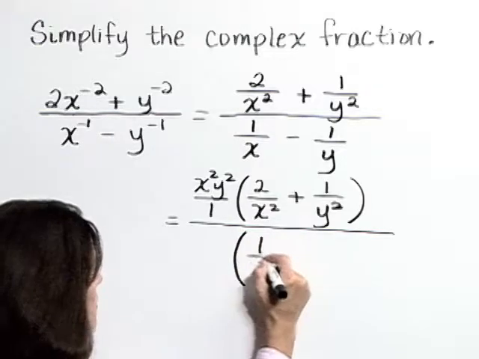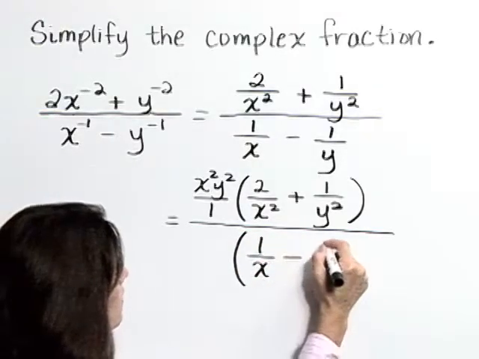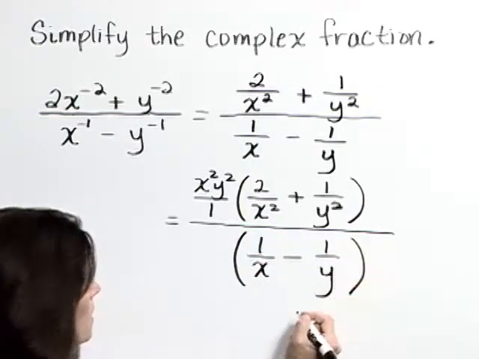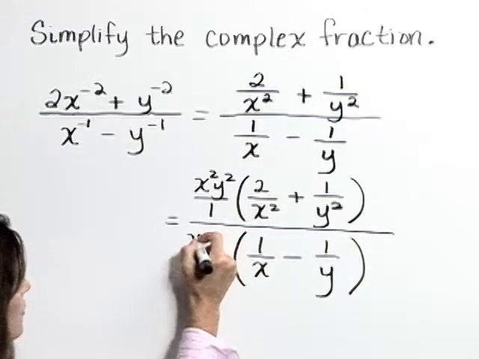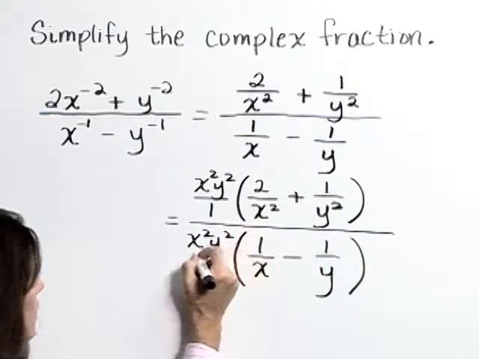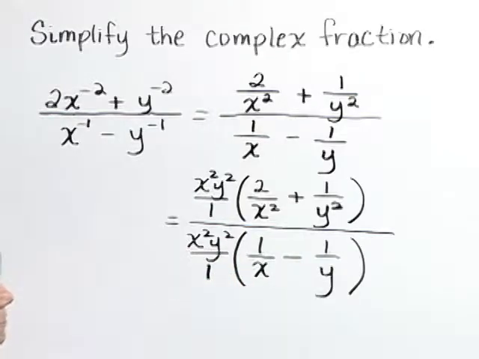The denominator is 1 over x minus 1 over y. We'll take that also times x squared, y squared, write that over 1. Now let's multiply and cancel common factors as we do this.